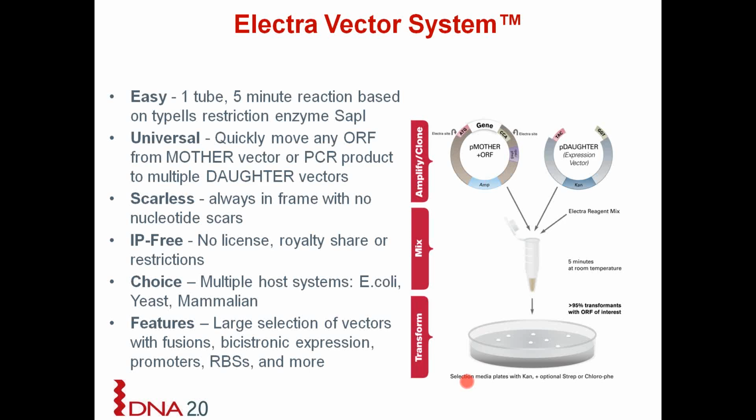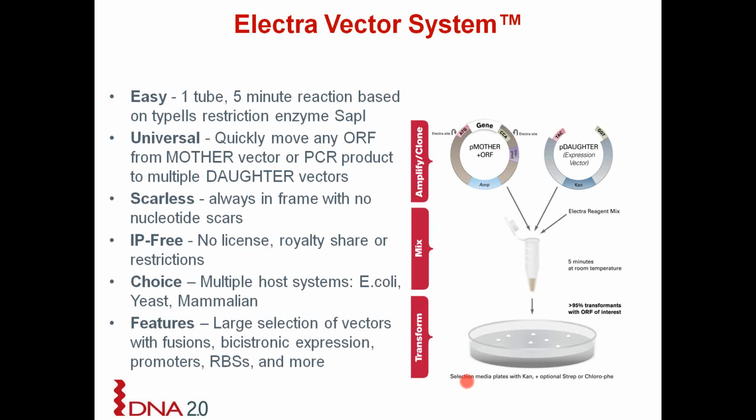And what you can do is, all of our vectors come as daughter vectors with complementary overhangs to the ATG or to the stop codon or whatever you choose, whatever is at the end of your gene. And when you mix your mother and daughter, it's a 5-minute benchtop reaction, and you transform and plate, and 95% of the transformants will have your ORF of interest.